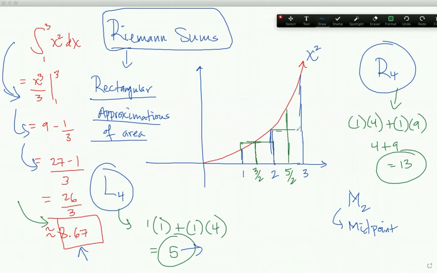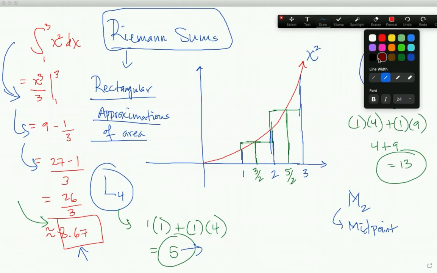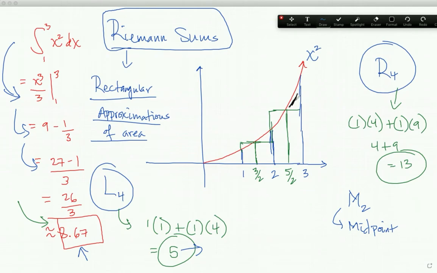Oh no, that's the wrong spot. Sorry, my bad. Right here. Okay, got it. So now look here. Look at this part, right? Over here, it under approximates it. Over here, it over approximates it.